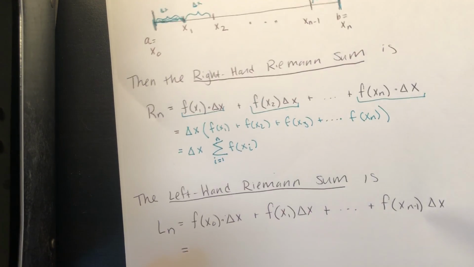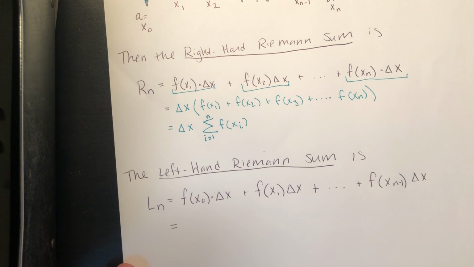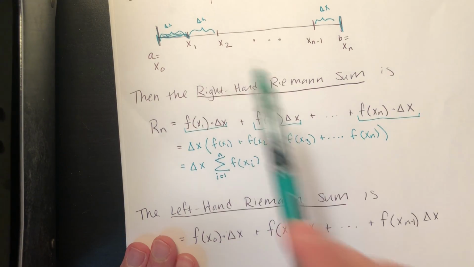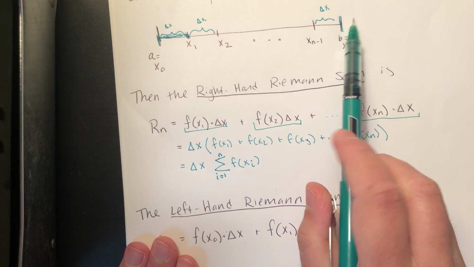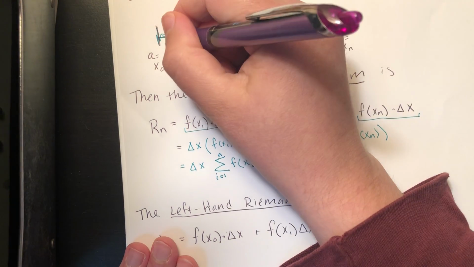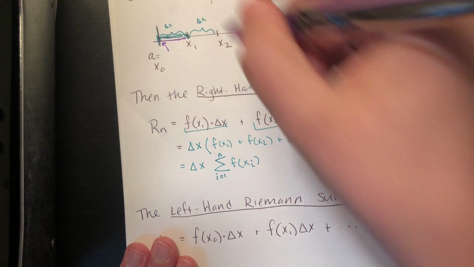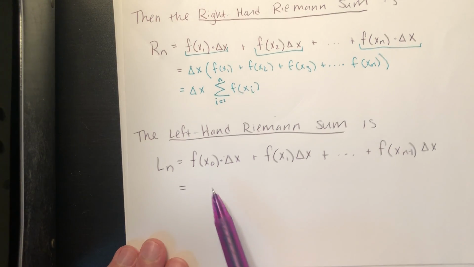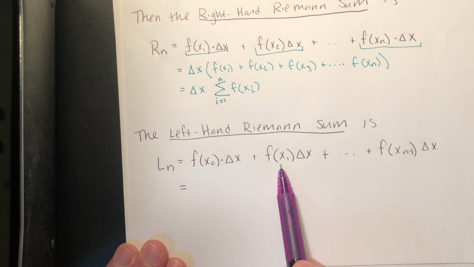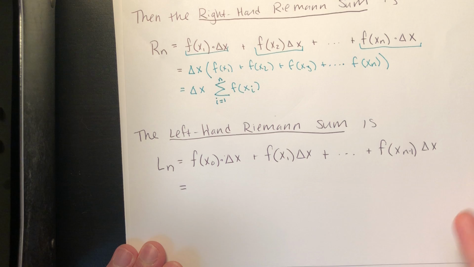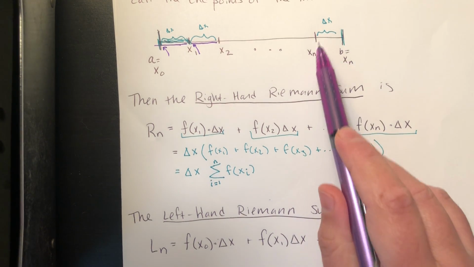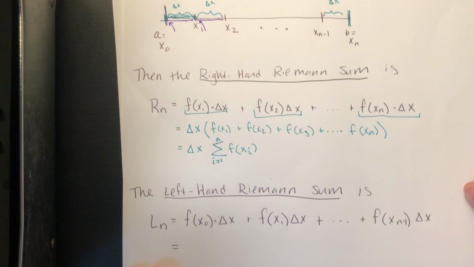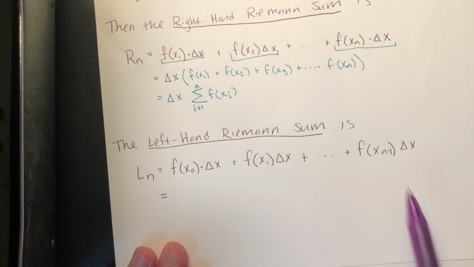Now, the left-hand Riemann sum is similar, but it's just using the left endpoints. Notice the only difference is, instead of going from x1 up to xn, looking at our interval here, instead of using the right endpoint of each interval, we're going to use the left endpoint of each interval. So the left endpoint of this first interval would be x0. The left endpoint of the second interval would be x1, etc. So the left-hand Riemann sum ends up being f of x0 times delta x plus f of x1 times delta x, all the way up to the left endpoint of the last interval. So if our last interval is here, the left endpoint would be x sub n minus 1. So the height of that last rectangle would be f of x sub n minus 1.